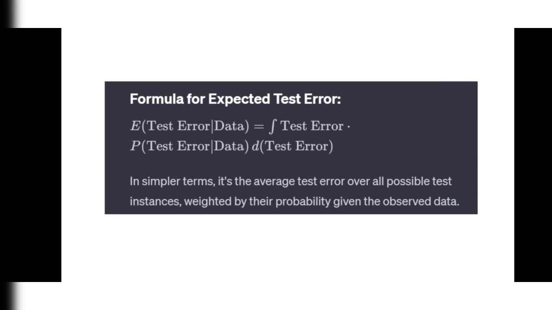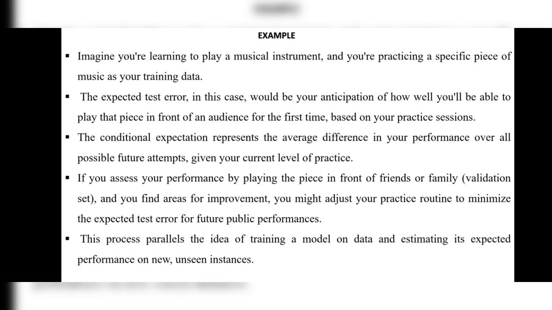Next, the formula for expected test error is E of test error given data equals the integral of test error times P of test error given data, d of test error. In simple terms, it is the average test error over all possible test instances weighted by their probability given the observed data. By using observed data, with this formula we can test the data and get an output. Let's see an example.